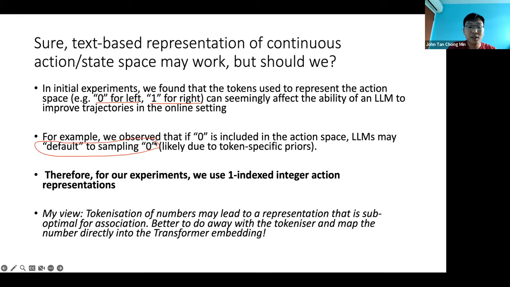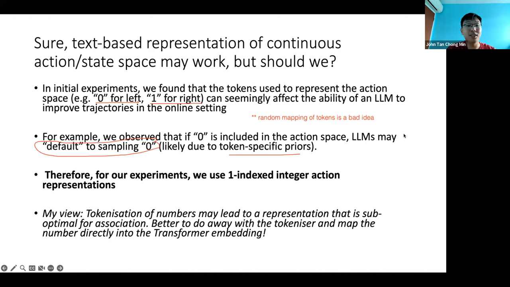Okay, so it's likely due to token-specific priors. What this means is that a random mapping of tokens is a bad idea. I don't know why they said that you can still perform with random mapping of tokens. That is wrong. The token semantic priors matter a lot.